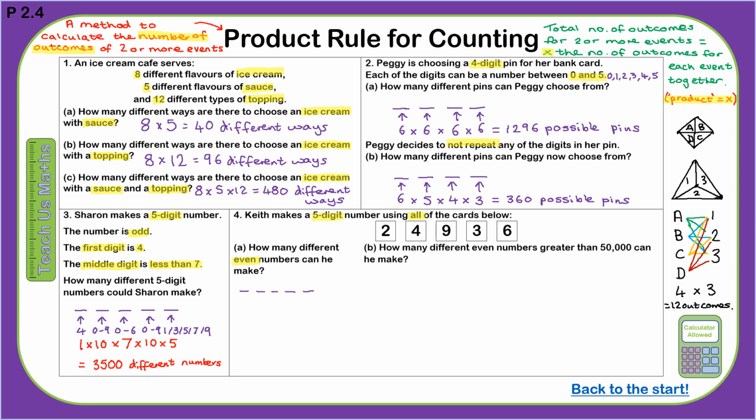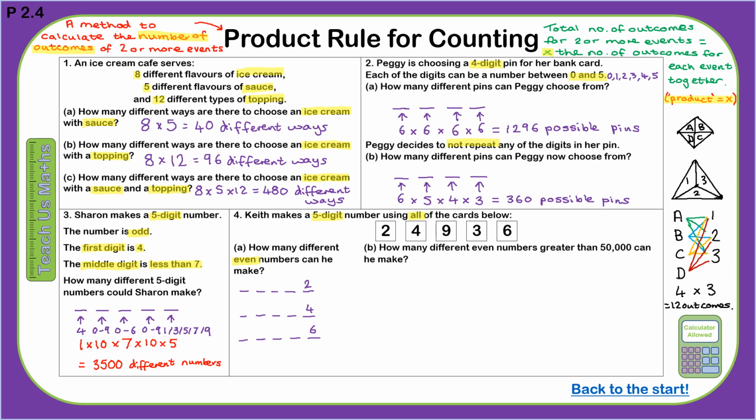So in order to make a 5-digit even number, there either needs to be a 2 at the end or a 4 at the end or a 6 at the end. So let's take each one in turn. Imagine we have got a 5-digit number with a 2 at the end. That means that for the other 4 digits we can use any of the other 4 cards, but remember, because they're on cards and he's using all of the cards, we can only use each one once. There will be no repeats.